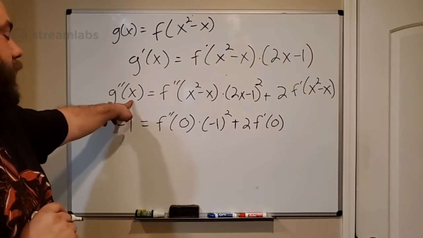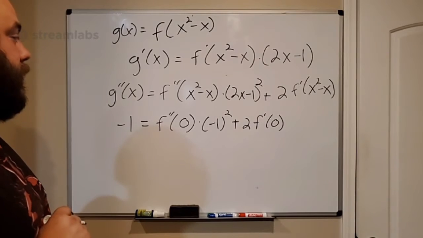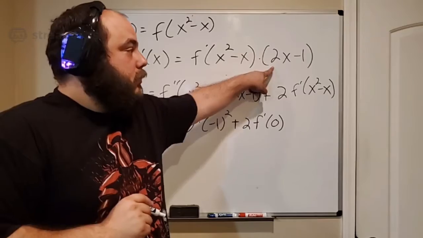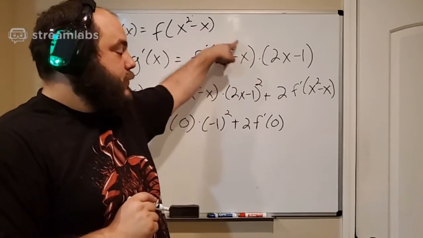How did that become squared? Because there was one there already. And when I take the derivative of this, I get another 2x minus 1 from taking the derivative of the inside. So you have to be careful. Oh.